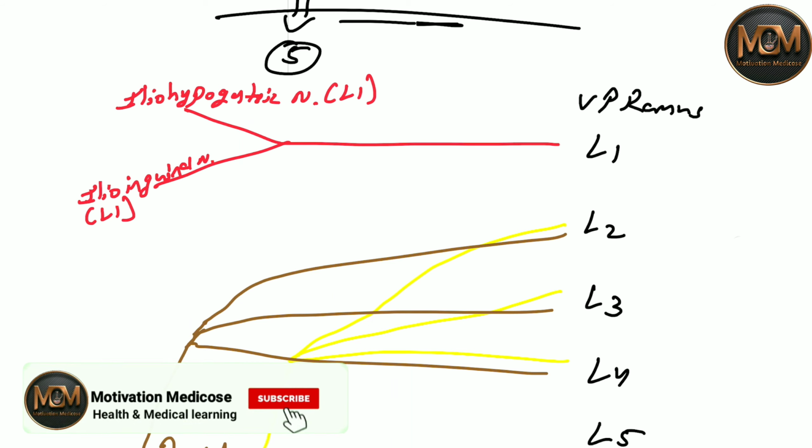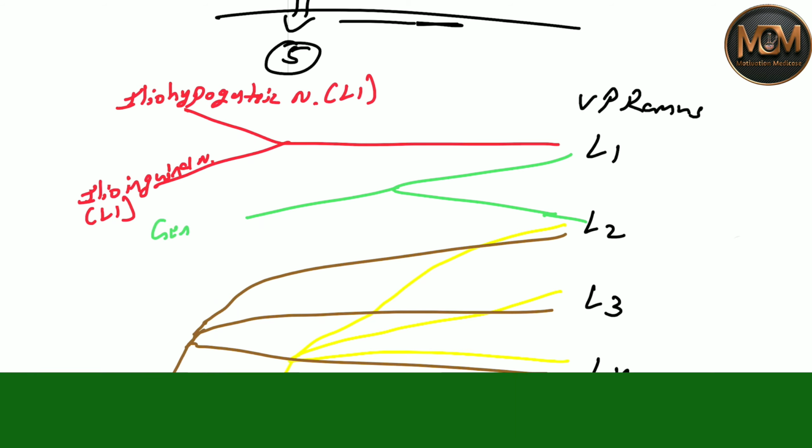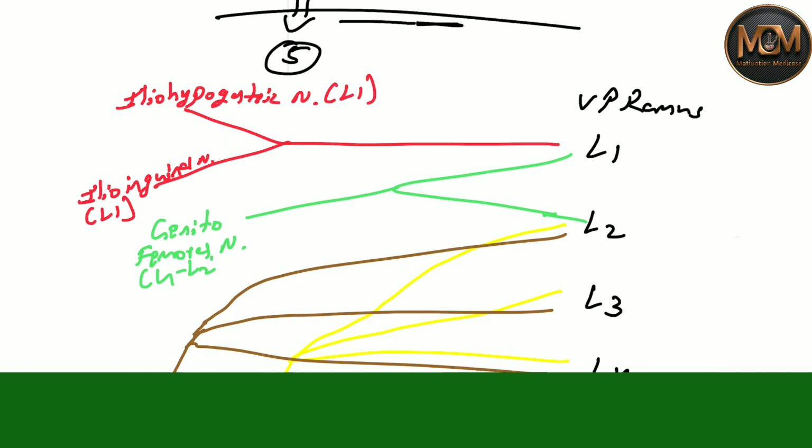Now from L1 and L2, one branch comes out from L1 and L2, and the name of this one will be the genitofemoral nerve, and its root value will be L1, L2.